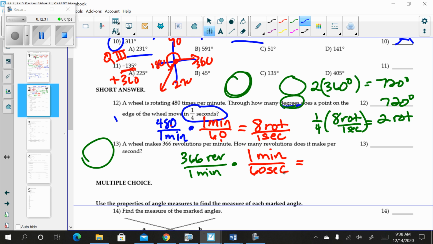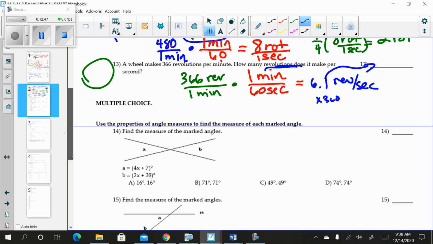And I don't think that's a whole number answer. It's about 6.1, I think. And that would be revolutions per second. Now, we could figure out how many degrees that is, right? We could multiply by 360, but they didn't even ask us. They just said how many revolutions. So that's how many revolutions there would be. So just getting comfortable with understanding how those numbers work.